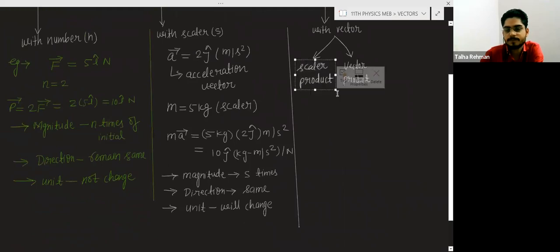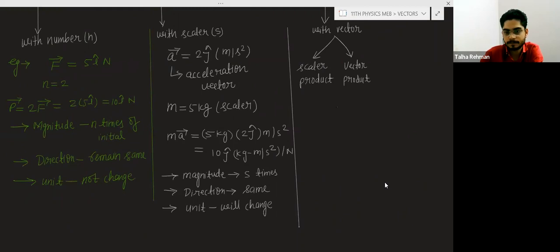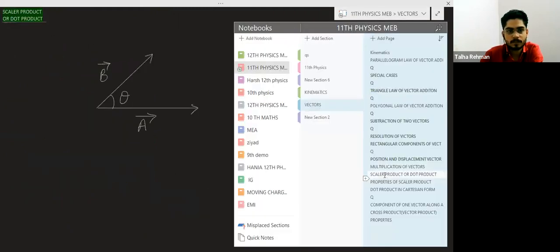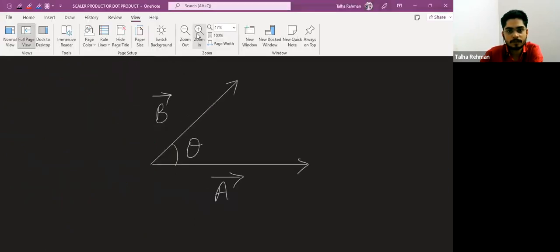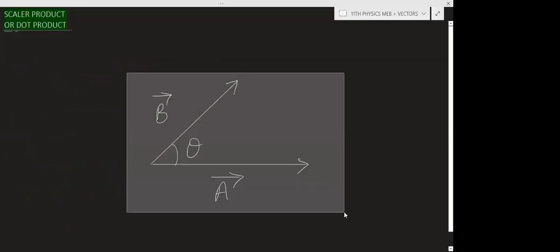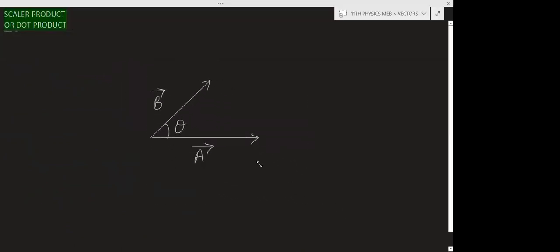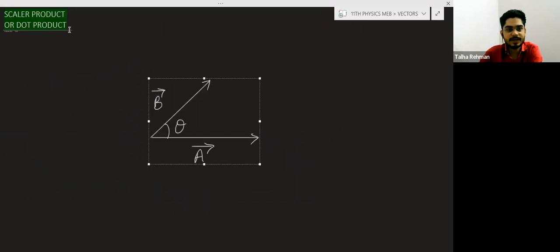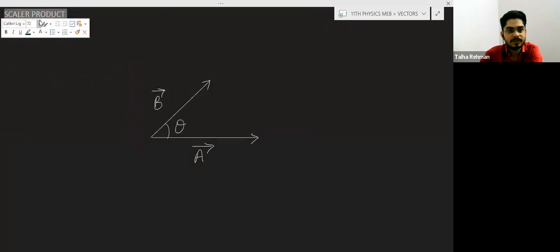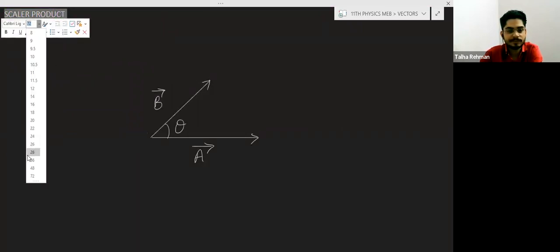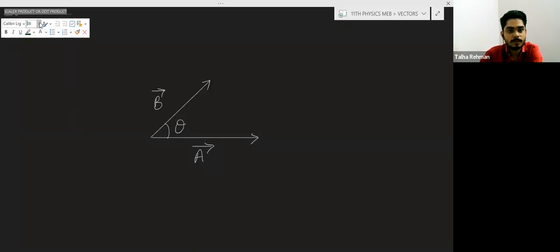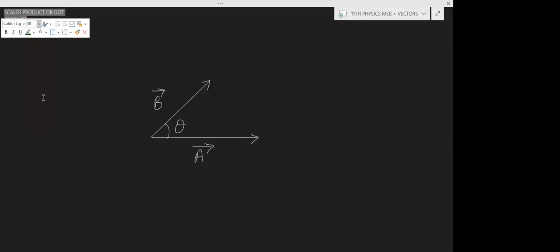Product of the vectors, scalar product. I didn't understand that multiplication of vectors with numbers. Your voice is cracking. So now can you hear me?